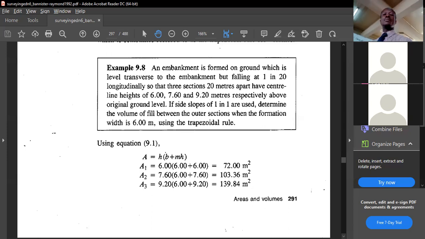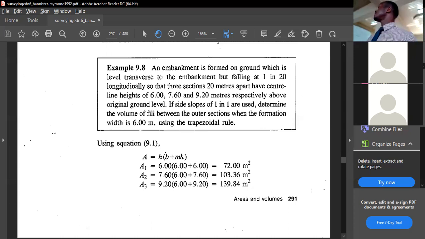Okay, let's go over the question again. An embankment is formed on the ground, which is level, traverse to the embankment are falling at 1 in 20. Okay, continually, so that 3 sections 20 meters apart have center line height of 6, 7, and then 9.2 meters respectively, above original level. If the side slopes of 1 in 1, that gives us the M I use, determine the volume. So what is B in this case? Why is it 20?